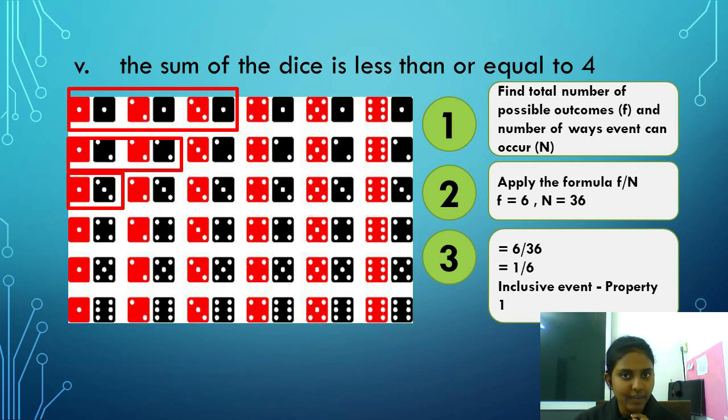Now we have finished our exercise. I hope you understand well about the probability basics concepts, and you can do the exercise as well. The more we do the exercise, the more we will be familiar with the questions related to probability basics.